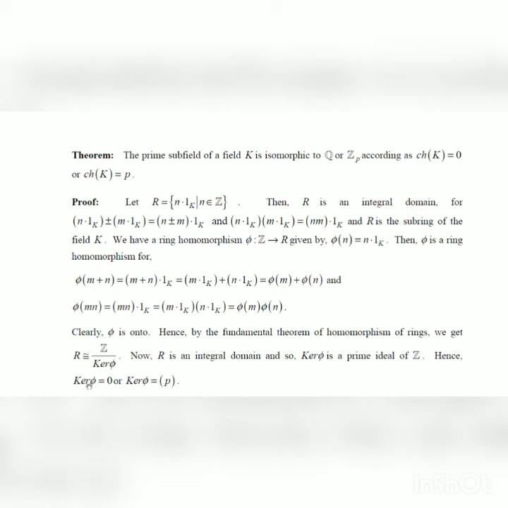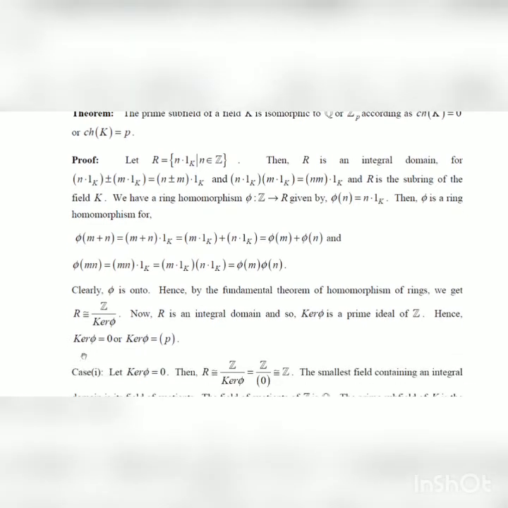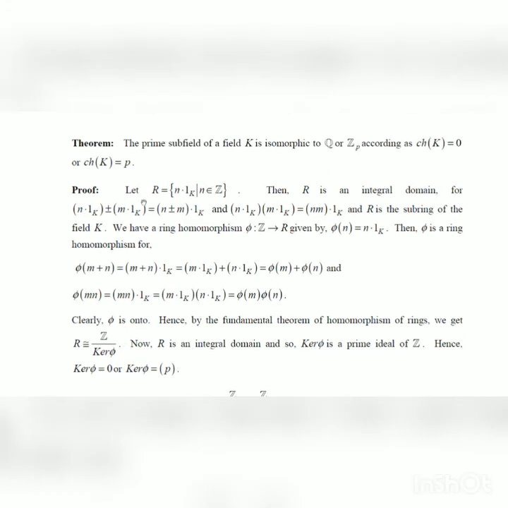Now let's consider the kernel is generated by 0. Then R is isomorphic to Z by the ideal generated by 0, which is nothing but isomorphic to Z. So your R is isomorphic to Z. In fact, we need a prime subfield of K.